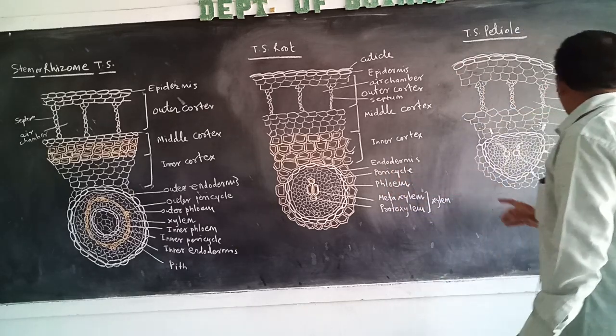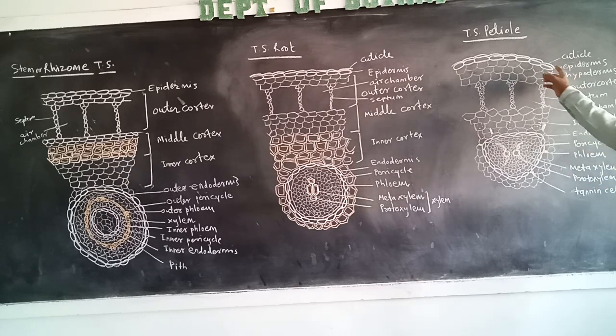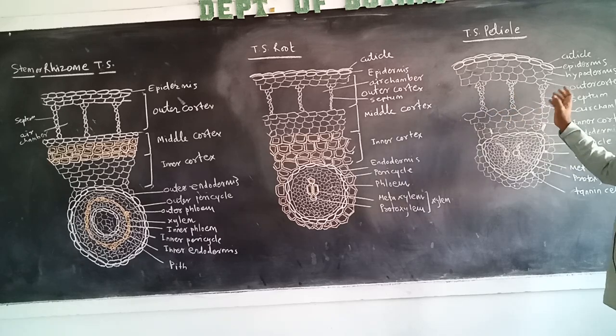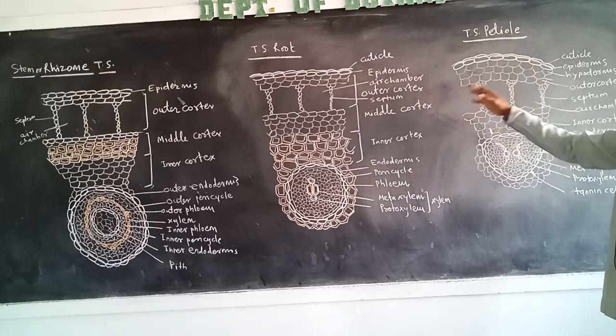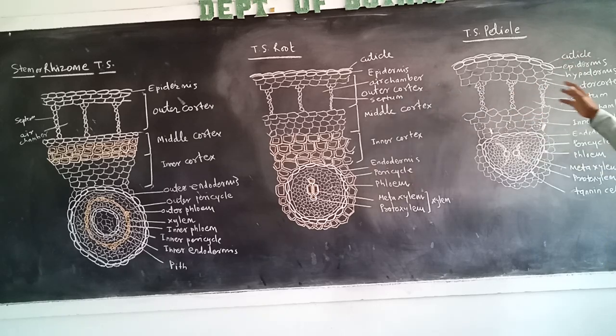Next, TS of petiole. The petiole shows an outermost layer of epidermis covered by a cuticle. Then a single-layered hypodermis below the epidermis, and then the outer cortex, which is also made up of parenchyma cells. In the outer cortex there are a number of air cavities, called air chambers, partitioned by walls called septa.